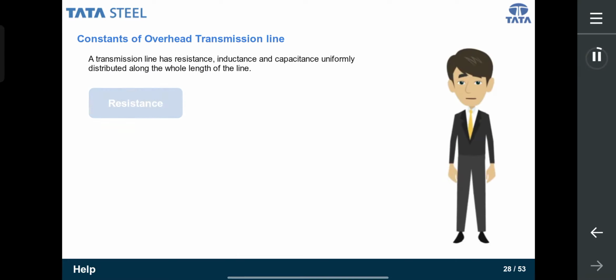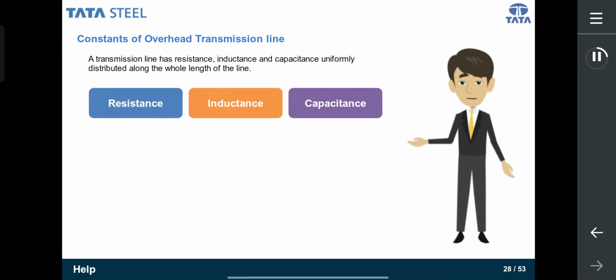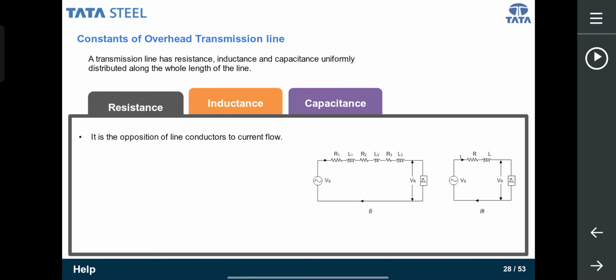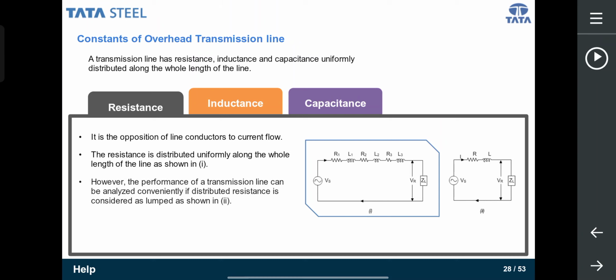A transmission line has resistance, inductance and capacitance uniformly distributed along the whole length of the line. Before we pass on to the methods of finding these constants of a transmission line, it is profitable to understand them thoroughly. Click on each tab to learn more. Resistance is the opposition of the line conductors to current flow. The resistance is distributed uniformly along the whole length of the line as shown in figure 1. However, the performance of a transmission line can be analyzed conveniently if distributed resistance is considered as lumped as shown in figure 2. This is the equation for resistance.